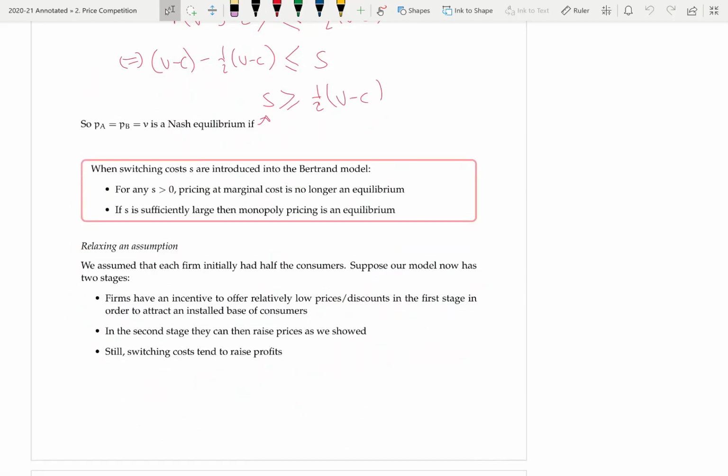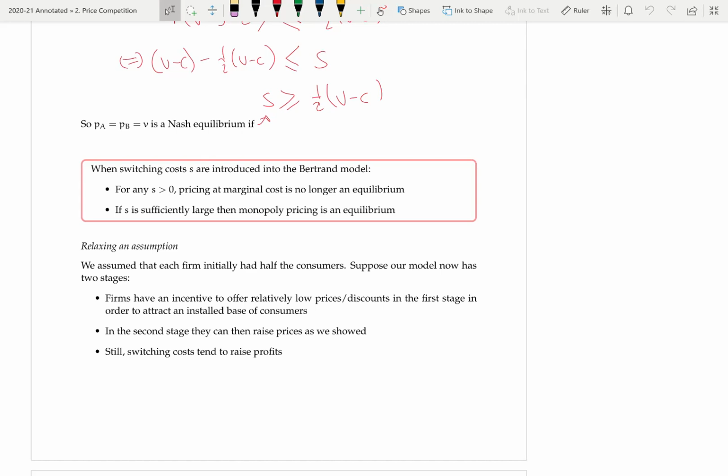Now, in our model, we assume that each firm in period 1 had half the consumers. And in our model, we didn't say where this came from. Suppose now we model that first period. Then in period 1, firms are going to have an incentive to offer relatively low prices or discounts in order to attract an installed base of consumers. And then in the second stage, they're going to be able to raise the prices just as we showed.